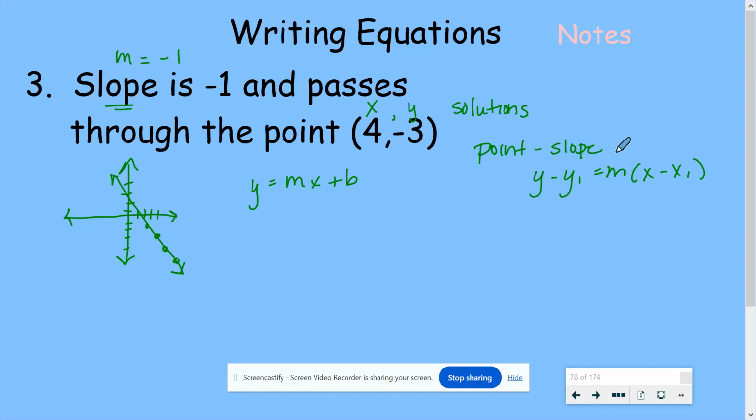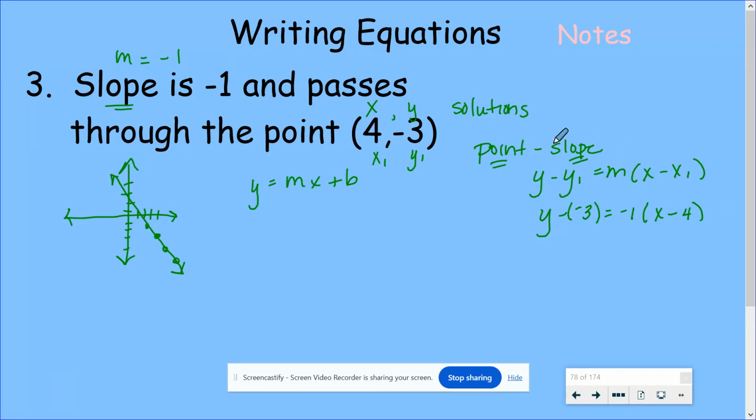So the point-slope formula is used when we know one of the points that the line passes through, which we do, and we know the slope of the line, which we do. So we're going to switch out the y sub 1 for the y value in our solution. So I'm going to enter the -3 in the y sub 1 spot. M, universal for slope, we know that. So we're going to put the -1 in the m spot. And then we're going to switch out x sub 1 for our x value in our point.